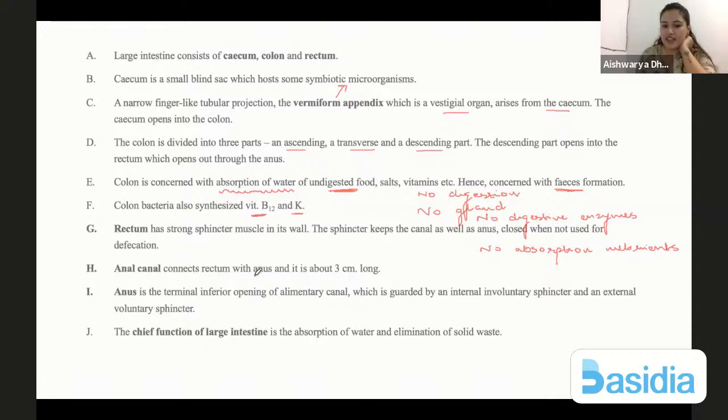Anal canal connects rectum with anus, and it is about 3 centimeters long. Anus is the terminal inferior opening of the alimentary canal, again guarded by two types of sphincters: internal involuntary sphincter and external voluntary sphincter. Okay, and the chief function of the large intestine is absorption of water and elimination of solid waste. Right?